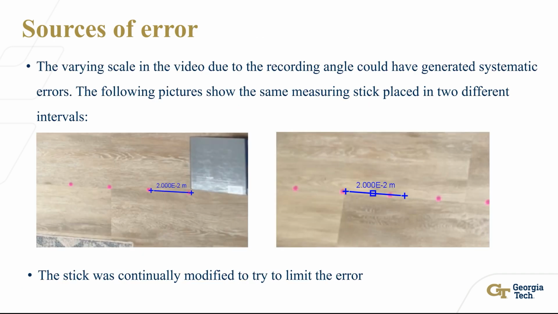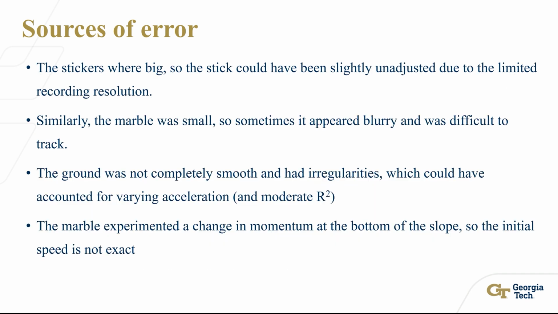The following picture shows the same measuring stick placed at different intervals. Hence, the stick was continually modified to try to limit the error. Also, the stickers were big, so the stick could have been slightly misadjusted due to the limited recording resolution, and the marble was small, so sometimes it appeared blurry and was difficult to track. The ground was not completely smooth and had irregularities, which could account for the varying acceleration. It should actually be constant acceleration.